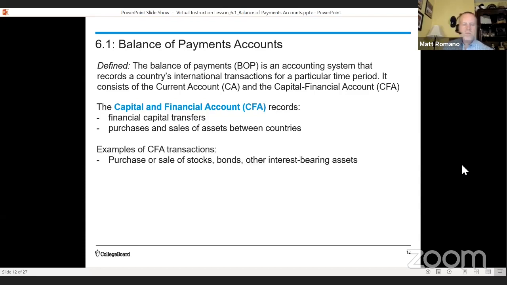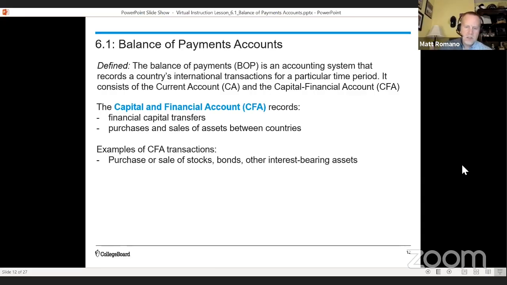A lot of what gets recorded on the capital and financial account would be the purchase or sale of financial assets, varying types of financial assets: stocks, bonds, other interest-bearing assets, which you can go back to Unit 4 and rethink what those other interest-bearing assets are. If those are being purchased, let's say if we're here in the US and they're being purchased from other countries around the world, that transaction is recorded on the capital and financial account.